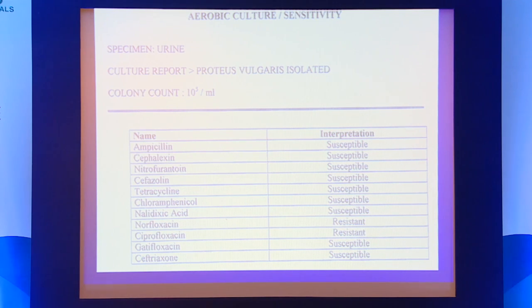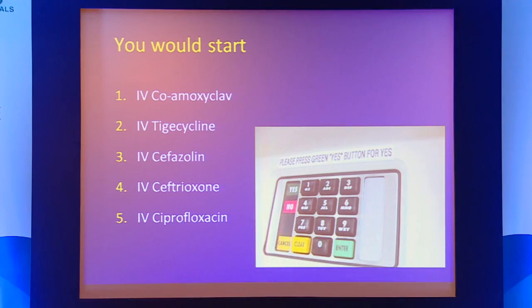So what would our tendency be? What antibiotic would you start? Was she on any antibiotics? No, she was not on any antibiotics before. In this case, ampicillin. That will be the normal, let us keep the antibiotics simple. You give IV ampicillin. But is that the right one? The options given actually are coamoxiclav, tigecycline, cefazolin, ceftriaxone, ciprofloxacin. Okay? I'll come back to this in a minute.